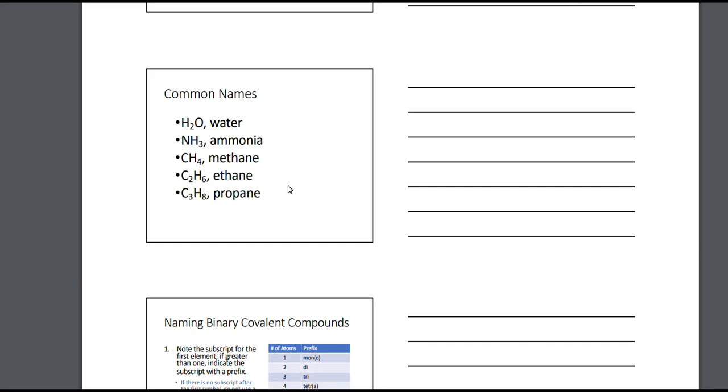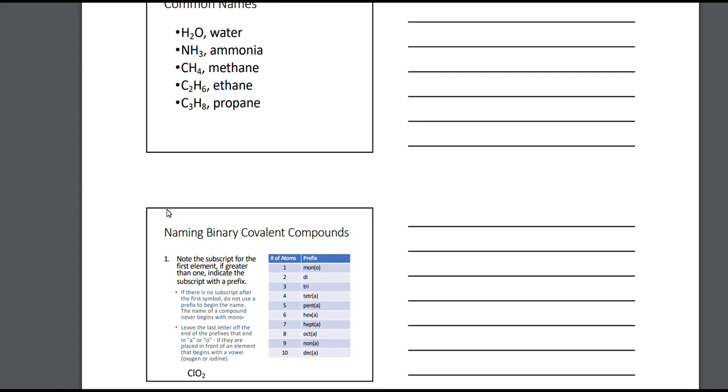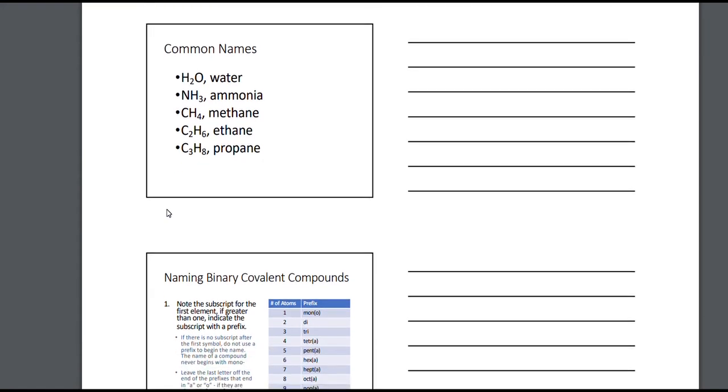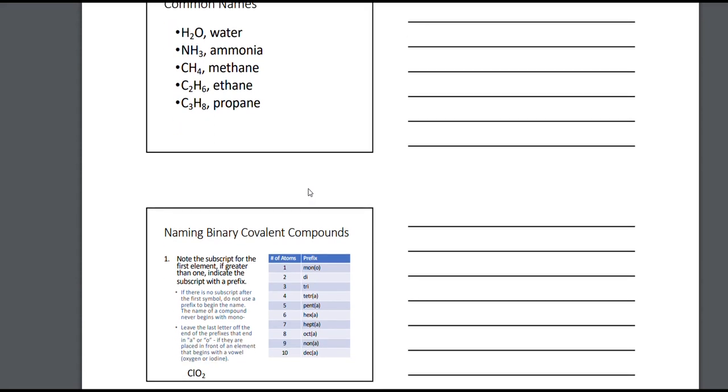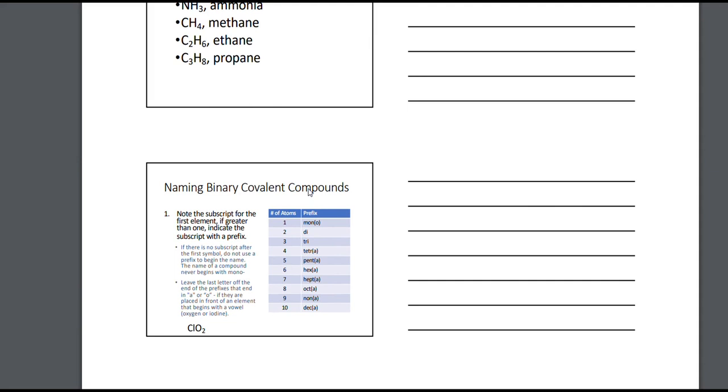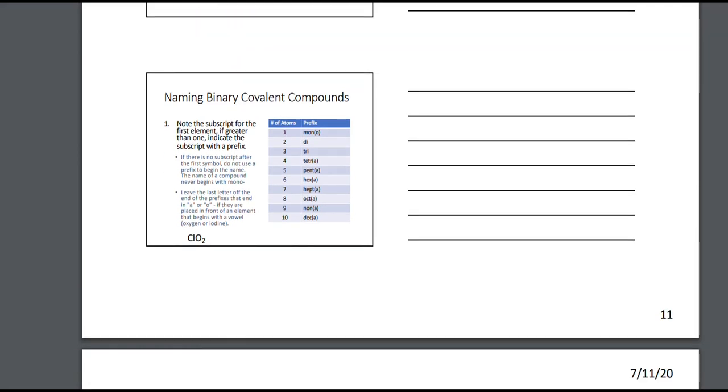The reason why we need to learn the rules and follow the convention, the IUPAC convention, that's what it's called, when it comes to naming covalent compounds, is because you will be running out of common names if we try to name all the covalent compounds with common names, and we'll be running out of space in our brain at the same time. So we need to learn a common set of rules where we can name any covalent compound without trying to memorize the common name of it. And that's what we're going to try to do today.